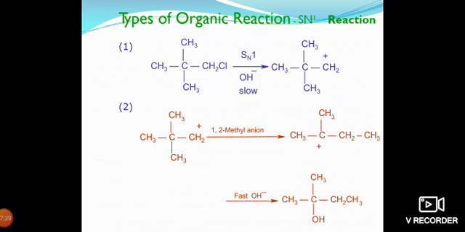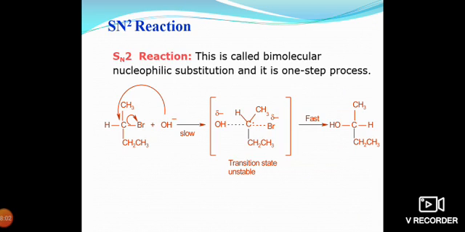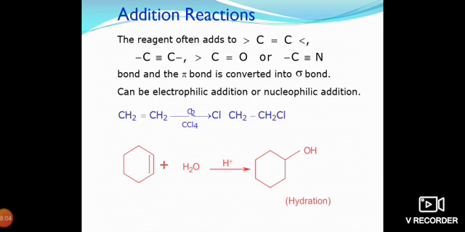This primary carbocation can be rearranged to a tertiary carbocation by shifting a methyl group from the first carbon to the second carbon. We all know tertiary carbocations are more stable than secondary. Secondary is more stable than primary.